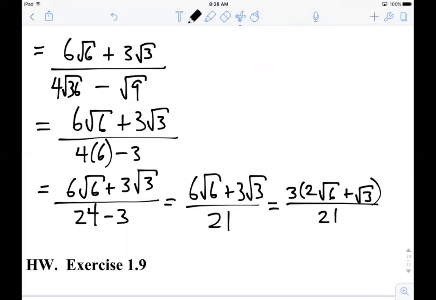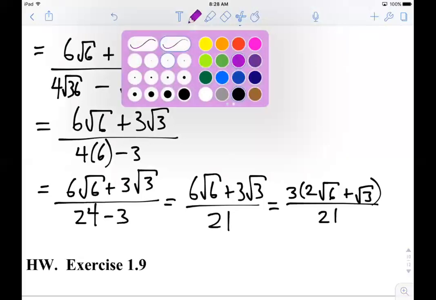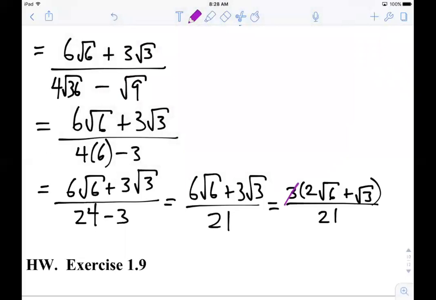The reason I did that is because that divides nicely with something I have on the bottom as well. So I can divide the top by 3 and leave a 1, and divide the bottom by 3 and leave a 7. So in a slightly more simplified form, I would have just 2 root 6 plus root 3 all over 7. And that is the final, most simplified form of what I have.